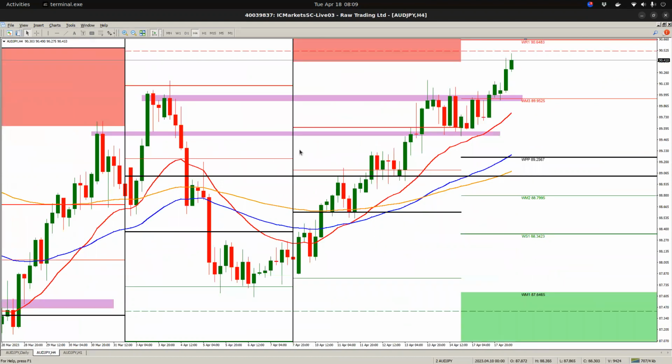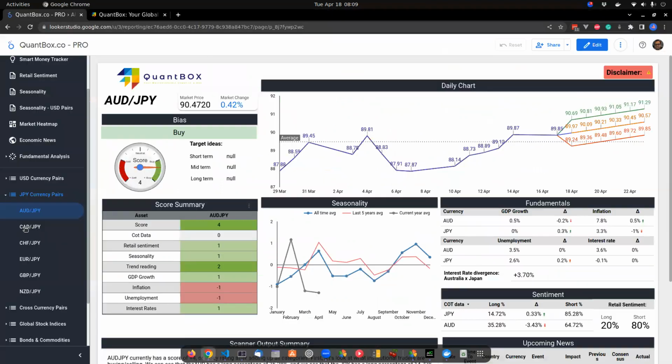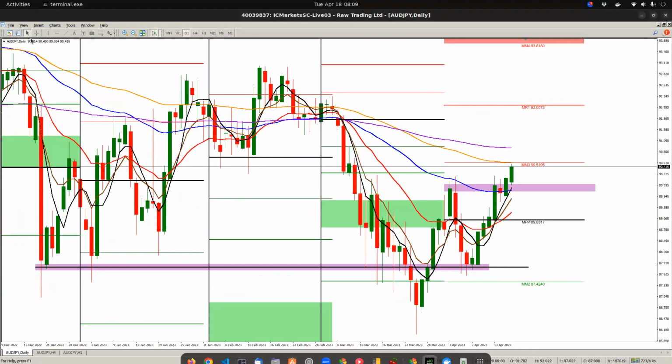You can see we have not broken support. Support has not become resistance yet, so we've got no reason to be selling this. From a seasonal perspective, and from a buying perspective, we're completely out of position. Could have bought down there. Okay, so CAD yen is coming through with a bias of buy as well.